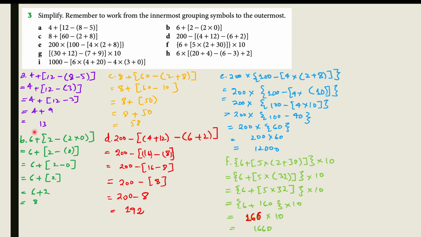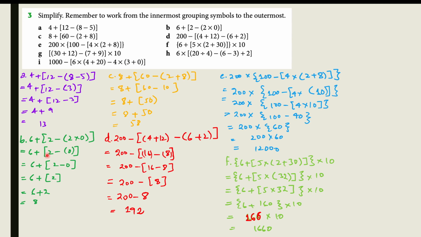Next we have 6 plus, in the square bracket, 2 minus, then the parenthesis opens, 2 multiplied by 0, the parenthesis closes, and so does the square bracket. So again, starting with the innermost parenthesis, which is 2 multiplied by 0, and 2 multiplied by 0 is equal to 0. Anything multiplied by 0 will become 0. So the parenthesis is solved.